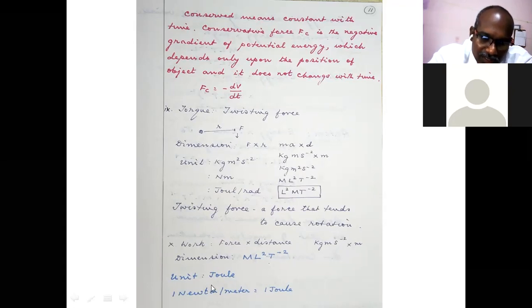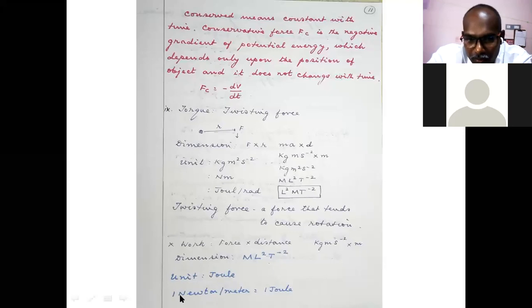1 joule is 1 Newton meter. If a 1 Newton force is acting on a body and the body is moved a distance of 1 meter, then the work done is 1 joule.